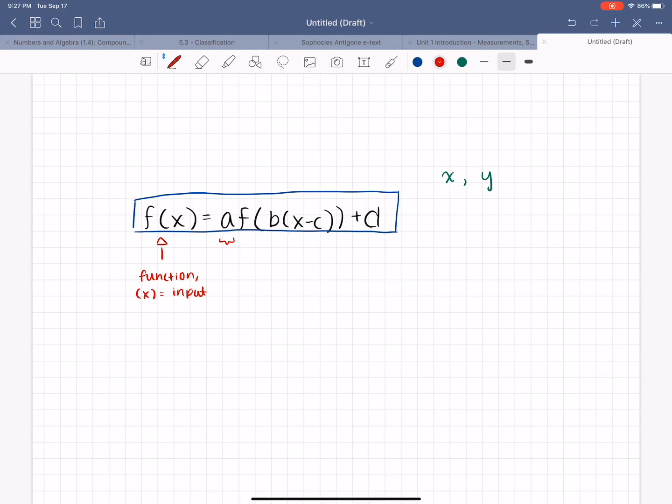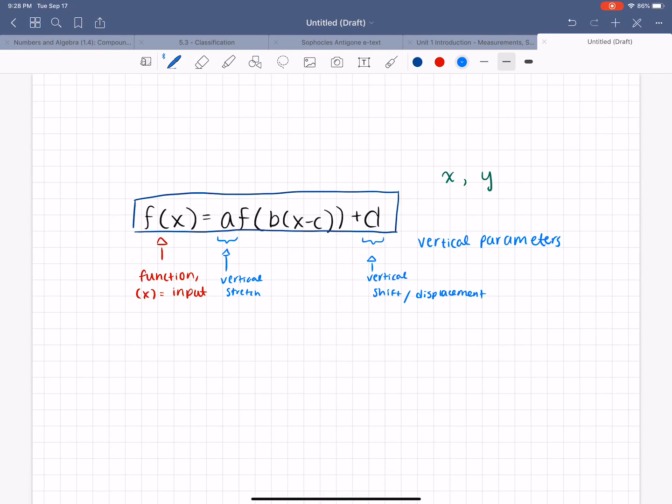A and D affect our vertical parameters, where A is our vertical stretch, and D is our vertical shift, or displacement.